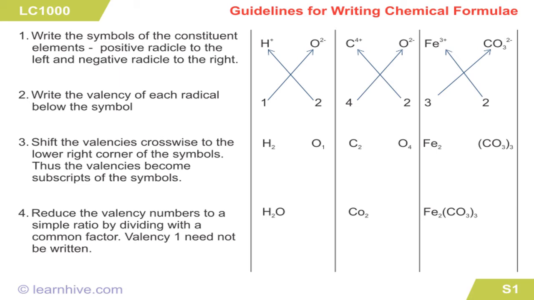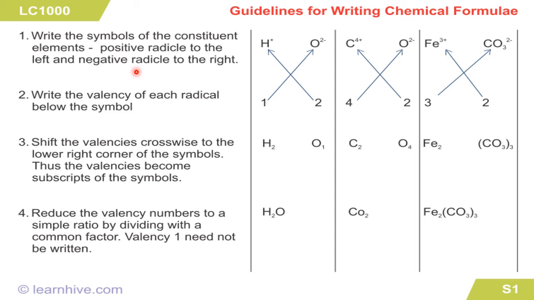There are some guidelines to write a particular formula. So let us understand first the guidelines, or we can say the rules, to write down the chemical formulae for a particular molecule. Number one, write the symbols of the constituent elements. Positive radical to the left and the negative radical to the right.